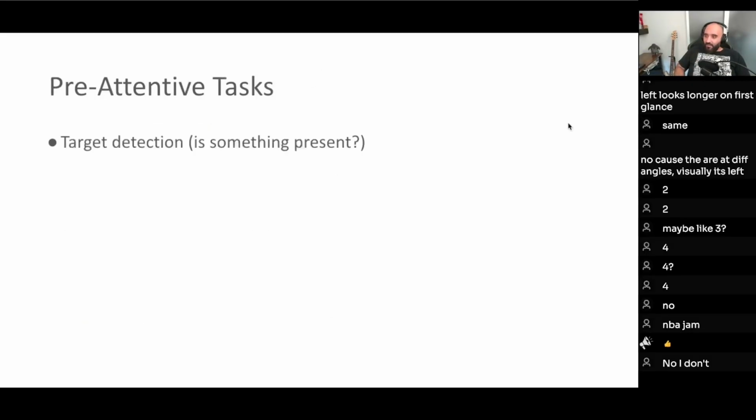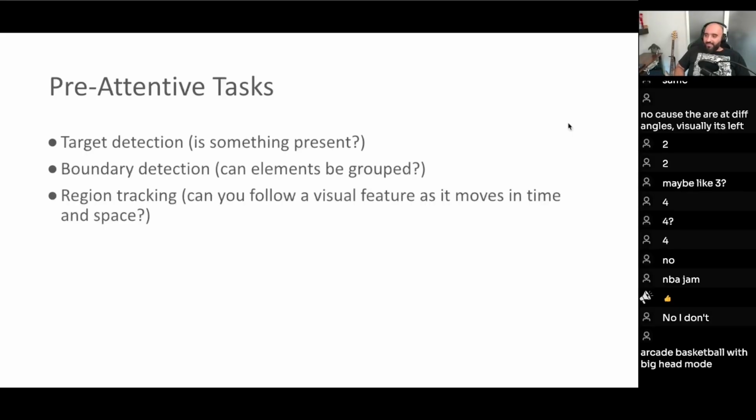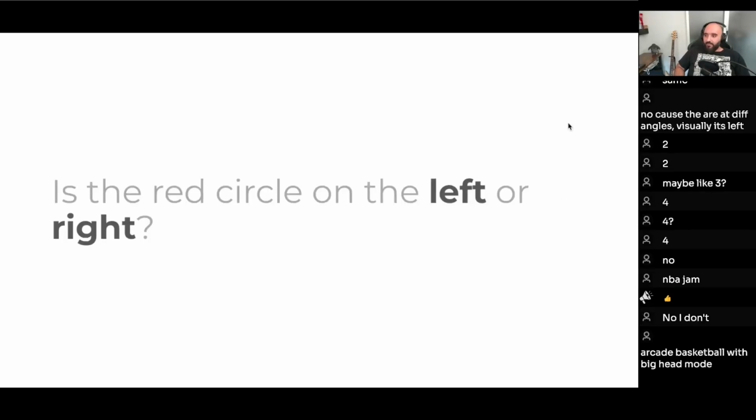Anyways, some of the pre-attentive tasks: target detection. Is something present? Boundary detection. Can elements be grouped? Region tracking. Can you follow a visual feature as it moves in time and space? Counting how many elements of a certain type are present. So let's do some practice with pre-attentive processing, okay?